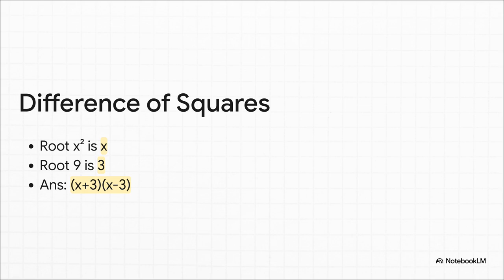First, run a quick check. Is it a subtraction? Yes, so that's the difference. Are both terms perfect squares? Well, x squared is x times x, and 9 is 3 times 3, so yes. The rule here is honestly just beautiful.